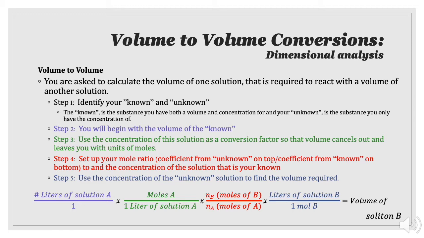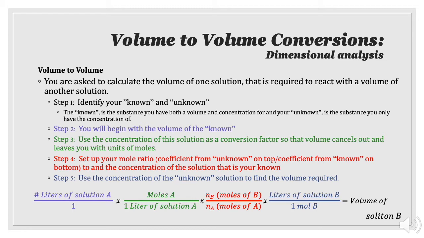Step 2 is that you're going to go ahead and begin your calculation with the volume of your known substance. And once you write down the volume of your known, you're going to multiply that in step 3 using the concentration. So you're going to set this concentration up so that liters will cancel out, liters of solution A. And then you'll be left in units of moles. And now that we're in moles, we can go on to step 4 and set up our mole ratio. And remember, the numbers from your mole ratio come from the coefficients in your balanced chemical equation, right?